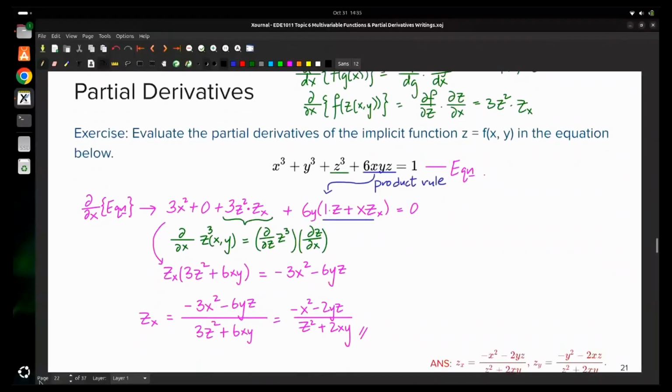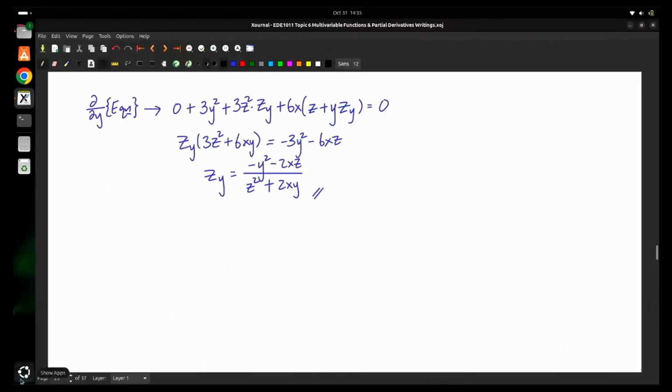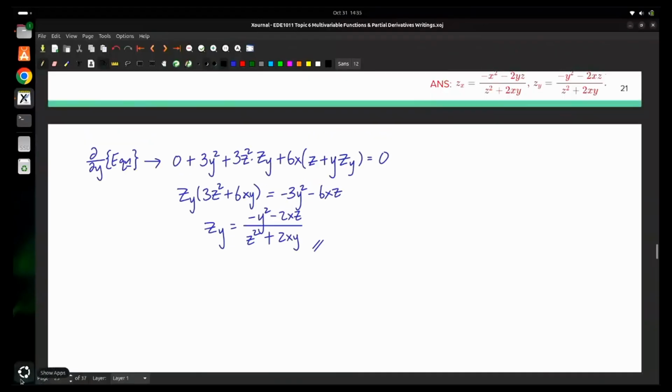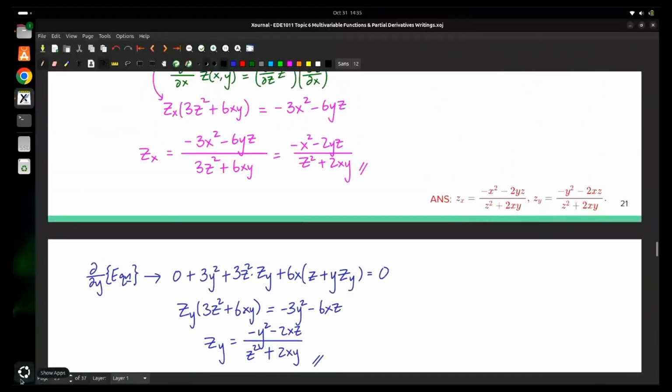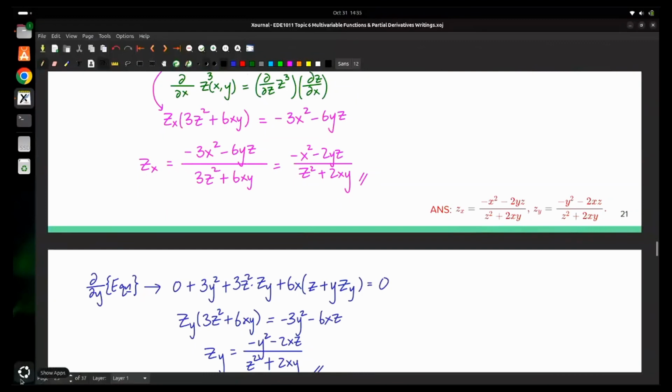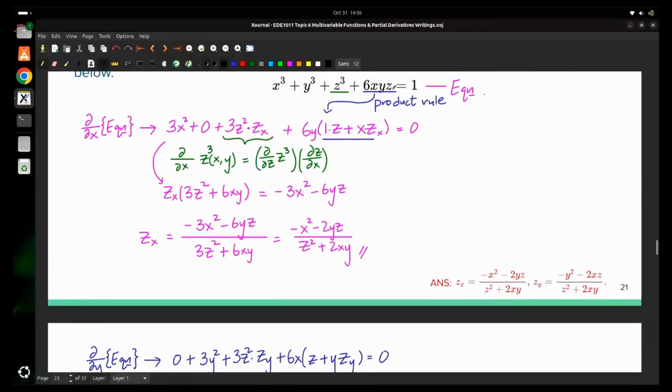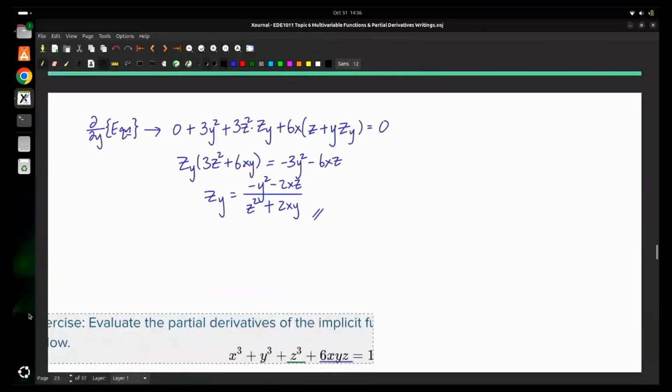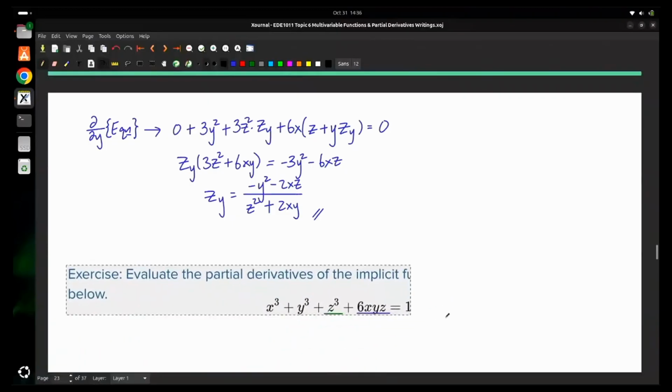Good. So if you are happy with this, then z sub y is actually the same thing. It's now just that you differentiate the function with respect to y instead. So differentiate this expression with respect to y. Okay? So we'll look at the expression. Now differentiate x cubed with respect to y. 0, because x is a constant. Then differentiate y cubed with respect to y. 3y squared, obviously.